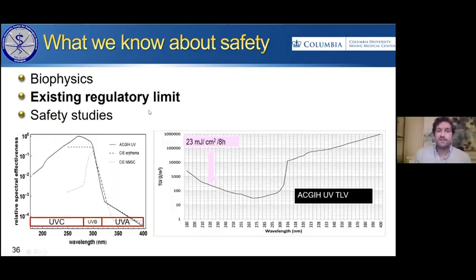What else do we know? We know the existing limits. So I discussed that on the left. We know that at 222 nanometers, those regulatory bodies have already deemed it safe for repeated exposures for 23 millijoules per centimeter squared every day for 222 nanometer light.